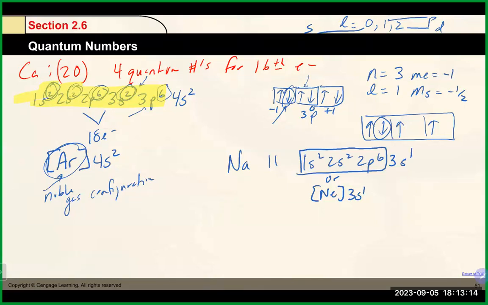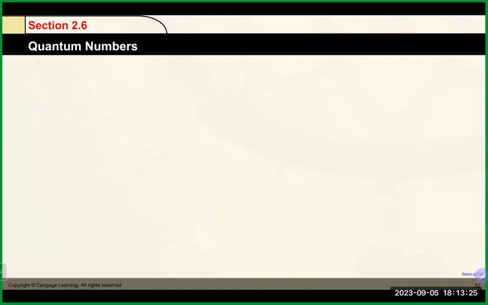Okay, so if we have something that has a charge, we have to adjust our electron configuration for those charges. We talked about cations, which are positively charged, and that is made by losing electrons. We have anions, which have a negative charge, which is a result of gaining electrons.